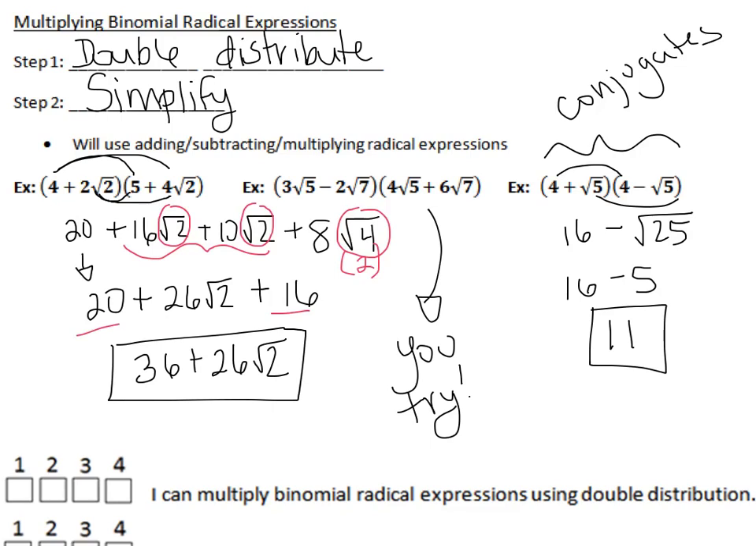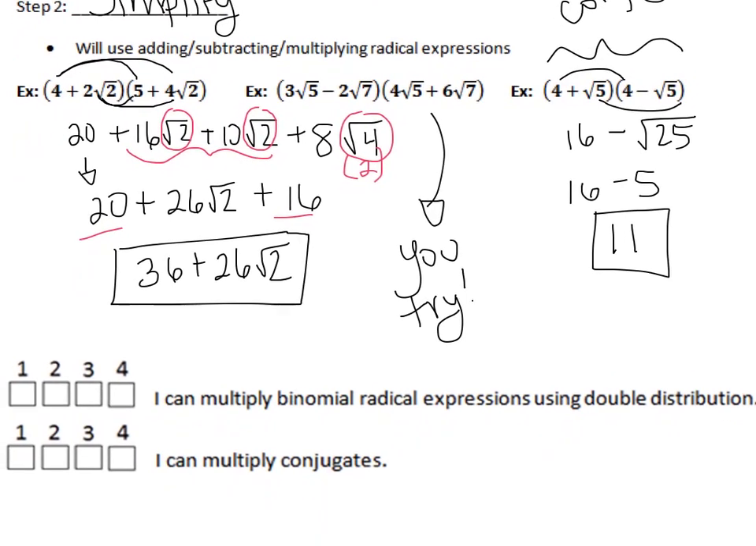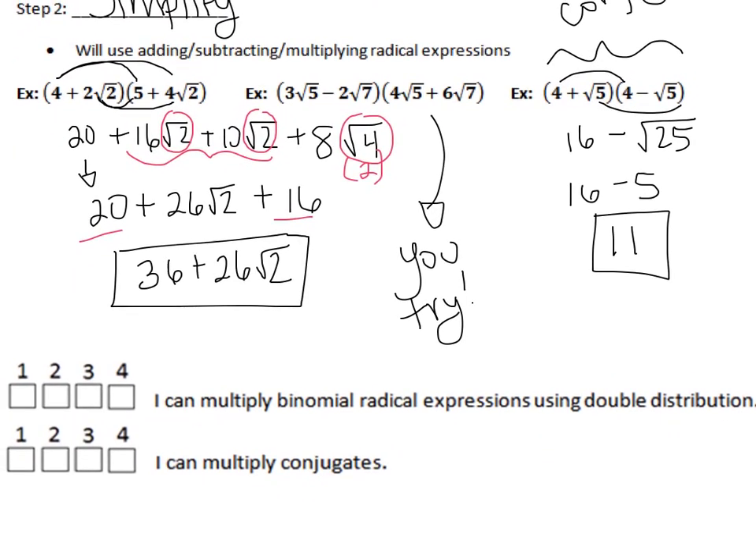All right, you guys, that is it. The objective here that we're looking at, just so you can see it, is I can multiply binomial radical expressions using double distribution, and I can multiply conjugates.